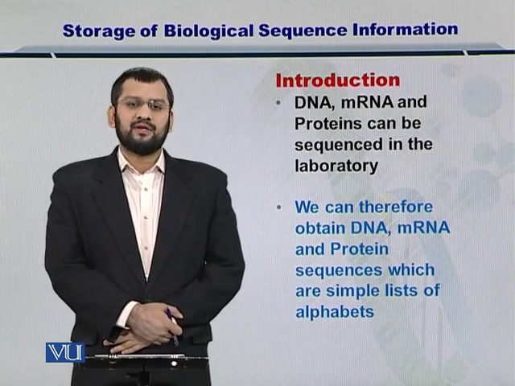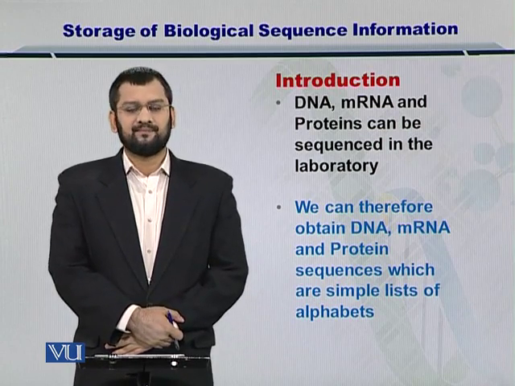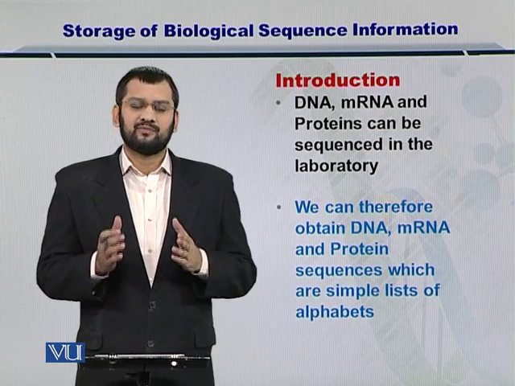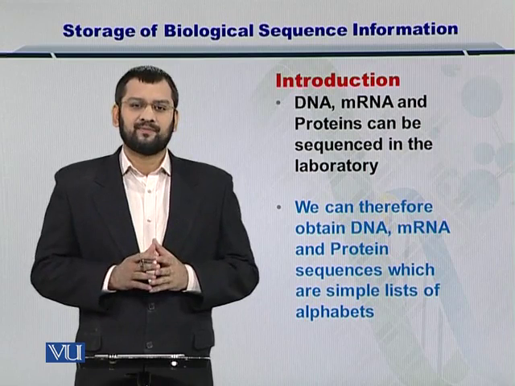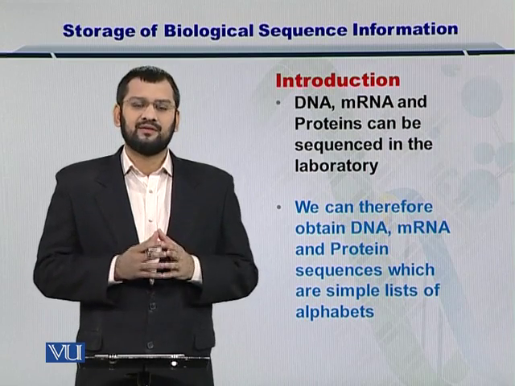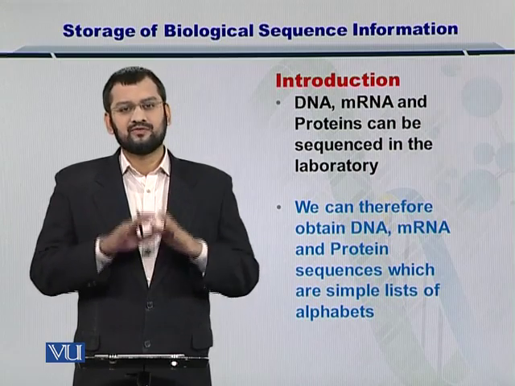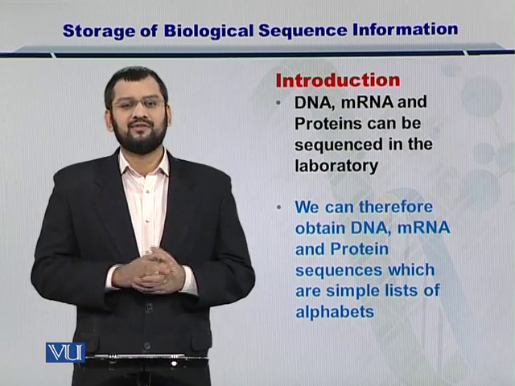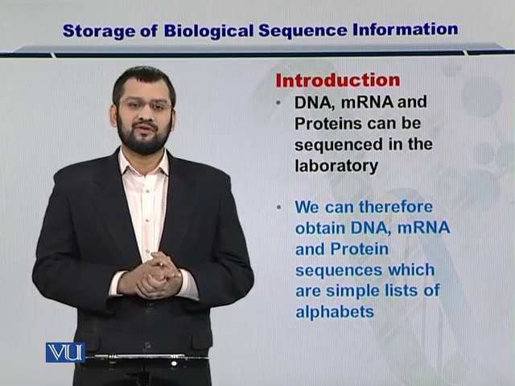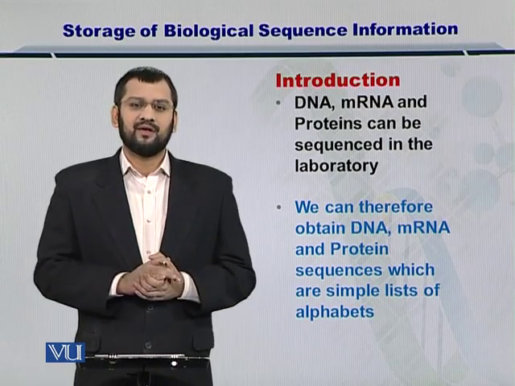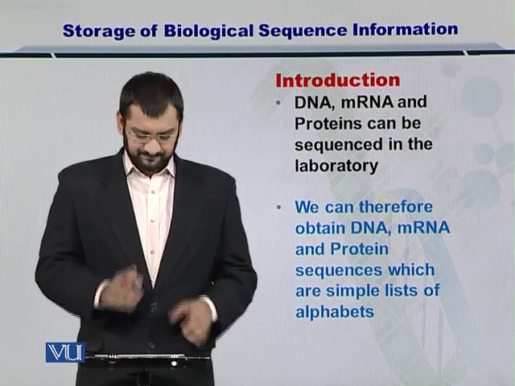Dear students, the DNAs, the RNAs, and the proteins can be sequenced in the laboratory. When I say RNA specifically, please note that there are multiple types of RNAs. For instance, mRNA, tRNA, ribosomal RNAs, and others. So I'm just summarizing all of the RNAs when I say RNA here. So once you obtain the DNA, RNA, and protein sequences from the experiments in the wet labs, you can store them in simple alphabetic strings.